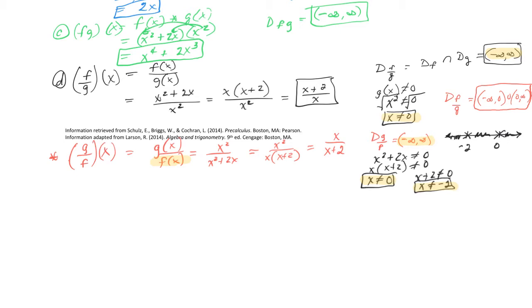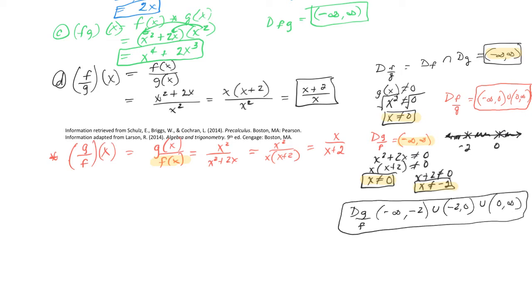Okay, so the domain of g divided by f is going to be negative infinity to negative 2, union negative 2 to 0, union 0 to infinity. And that is my final domain. Okay, so make sure that you understand that when we're looking at that additional requirement for division, because we can't divide by 0, whatever the function is that's in the denominator, we know that that cannot equal 0, and then we're going to solve that to find the x values that would cause that to happen.